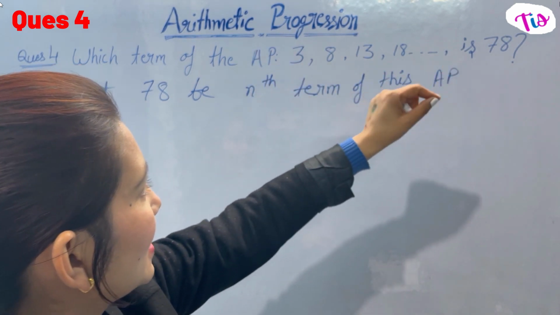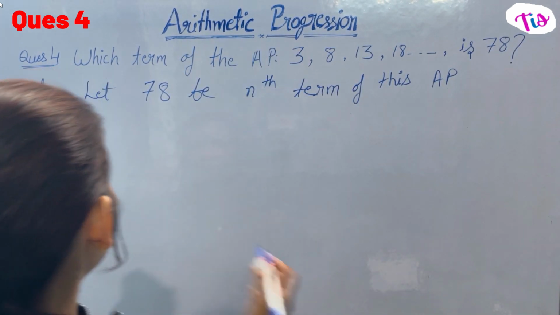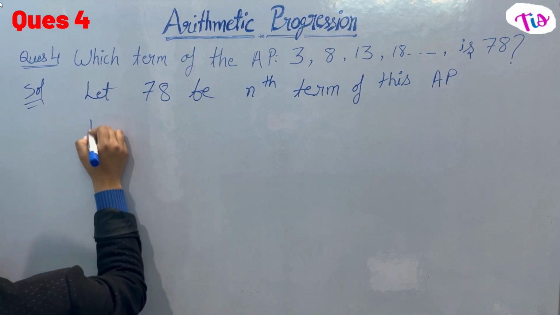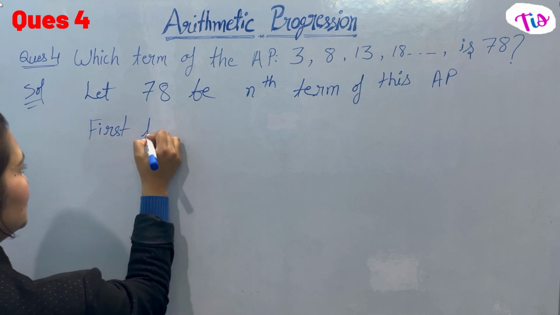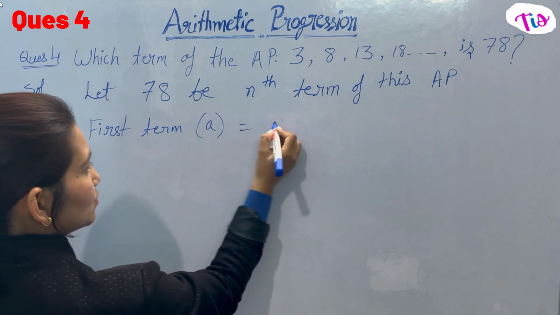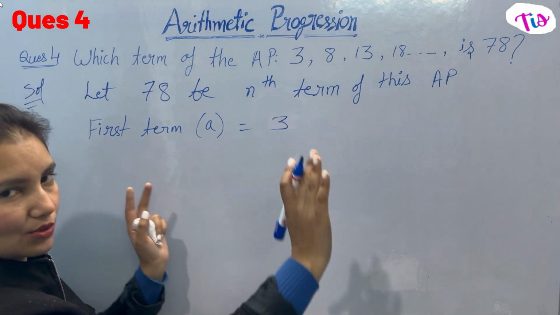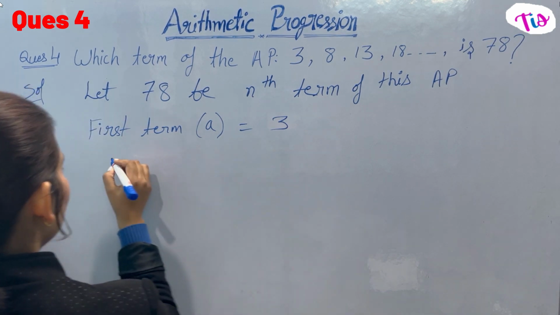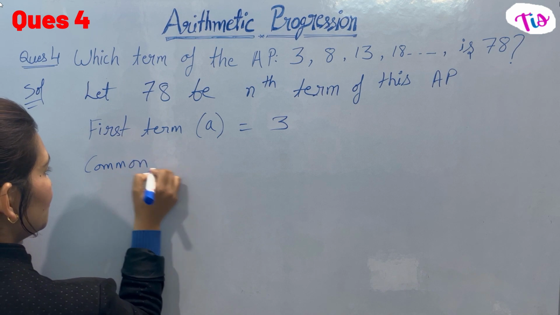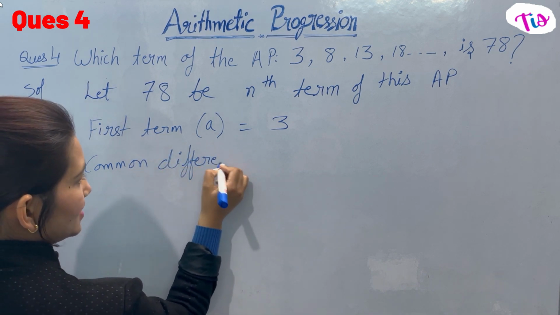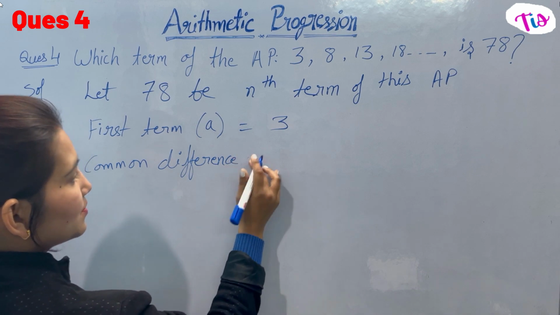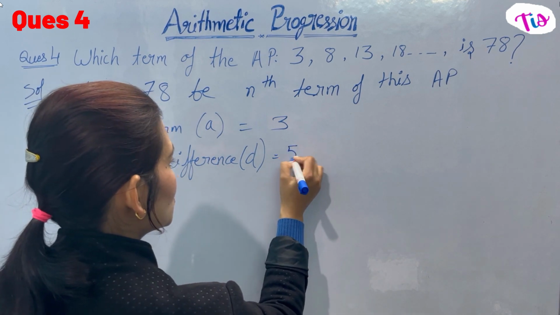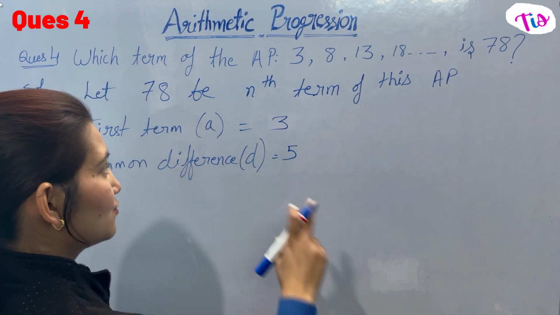In this AP 3, 8, 13, 18, the first term is 3. Whenever you're writing this in the exam, write it like this: first term a is equal to 3. I'll be writing it fully for this question only, and for the rest I'll use the short forms. Now the common difference, which we denote by d. Here d is 8 minus 3, which is 5. So the common difference here is 5, and you need to find the nth term.